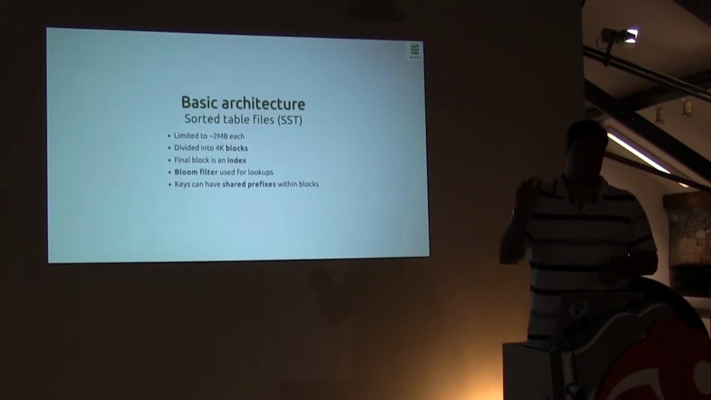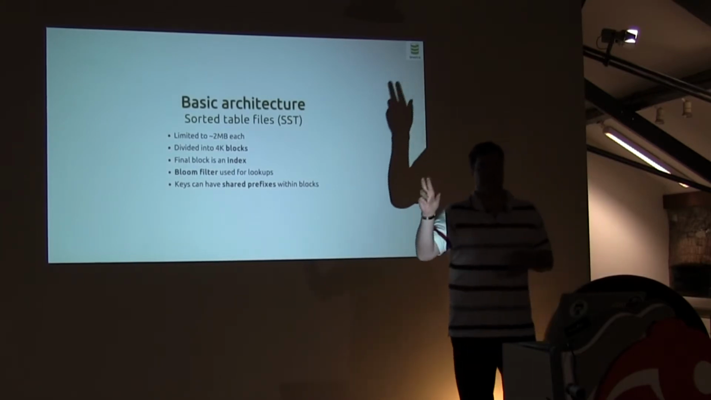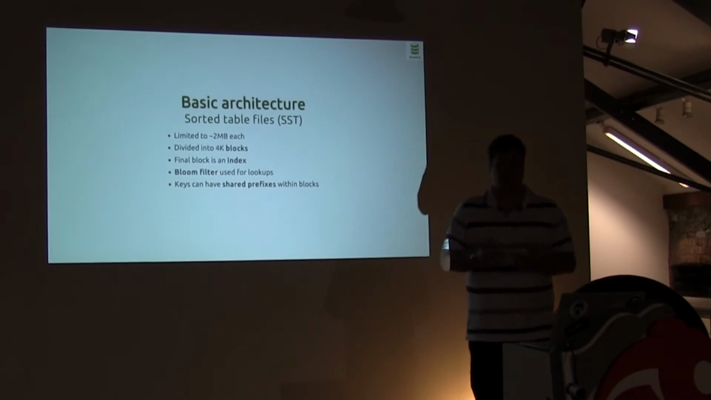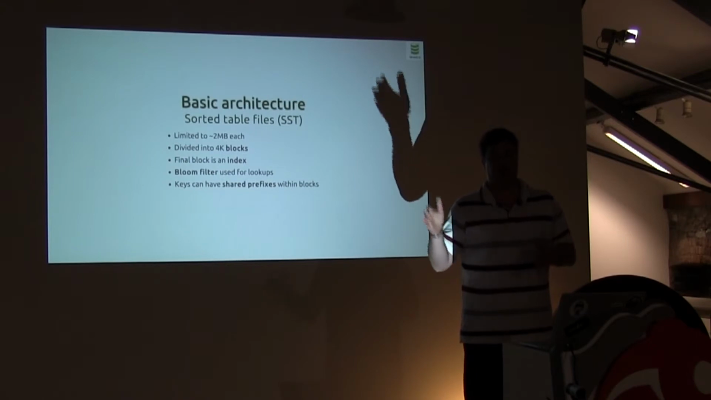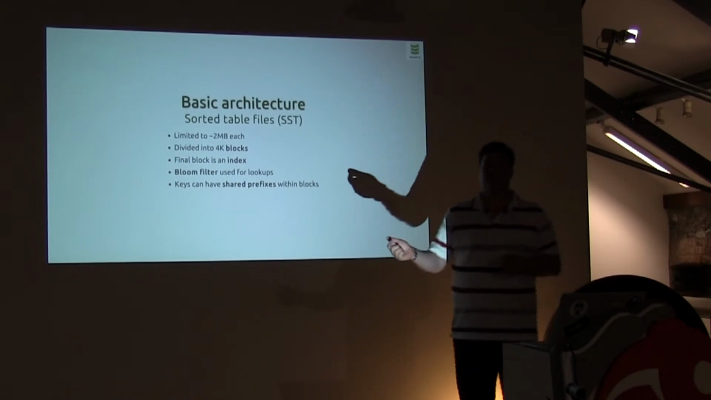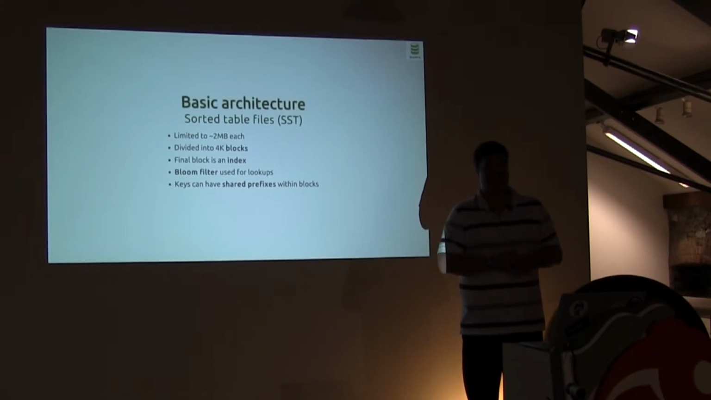So each file has got a whole lot of these 4K blocks, and it's 4K because that can be read in one chunk. So when it's looking up a value, it'll read in these 4K blocks at a time to look for your value. The final block in each table file is an index that refers back to the blocks and the starting key in each of the blocks.